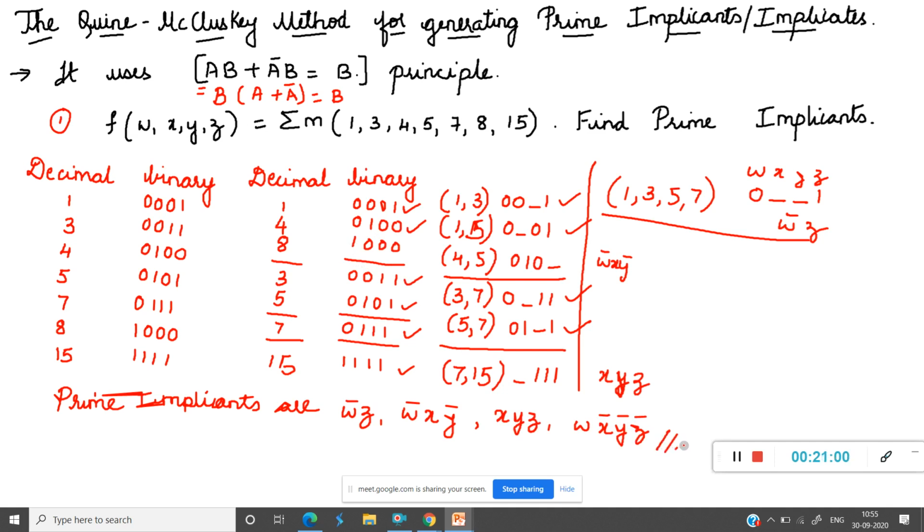Okay, so this is the solution. This is the solution for this prime implicant using Quine-McCluskey method. We have found out the prime implicants. So this is the method to find out the prime implicants using Quine-McCluskey method.